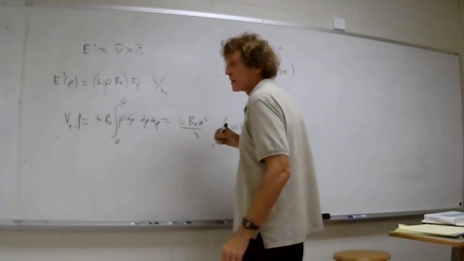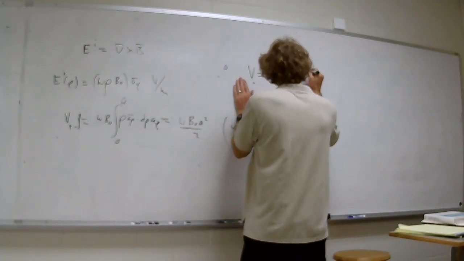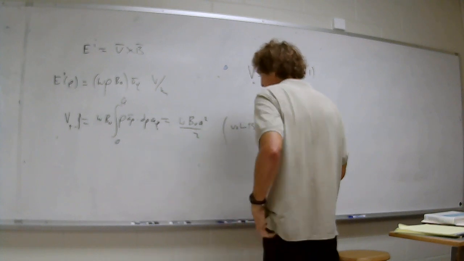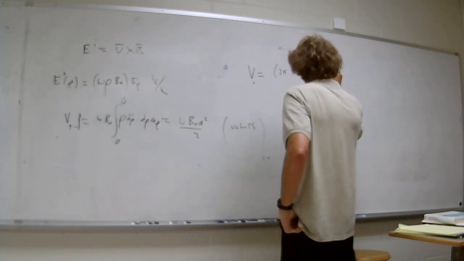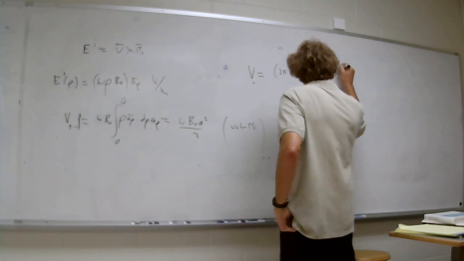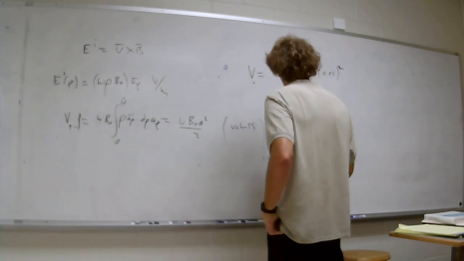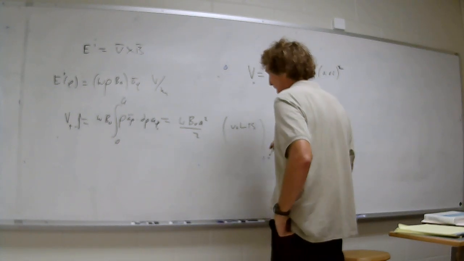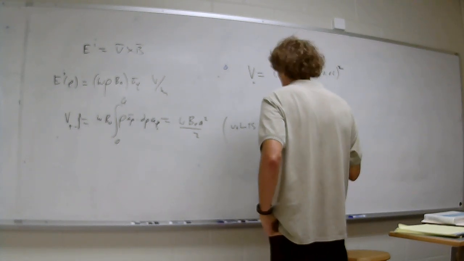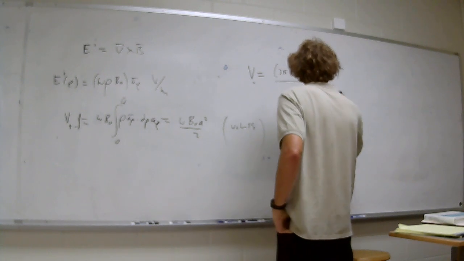B naught was 0.1. And then it's times a, which is 6 centimeters, right? Yep. So 0.06 squared, yeah, that's good enough. And then, what else do you got? Divided by 2.